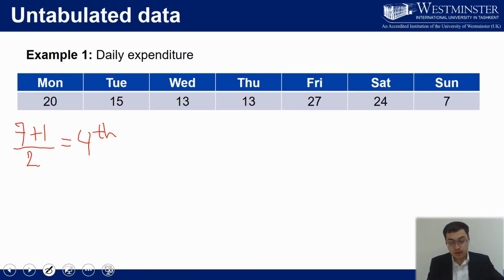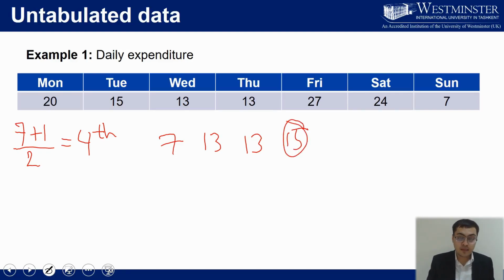So let's put these in order first. That's going to be 7, 13, 13, and then 15. And I can just stop right here because this is my 4th value and this is going to be my median. Now, let's try to find the mode from this example.